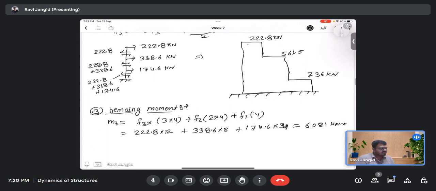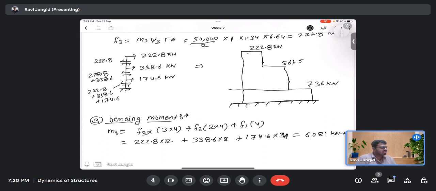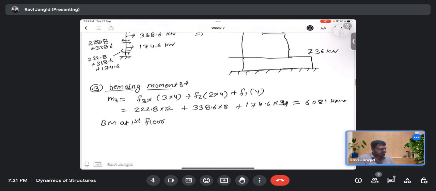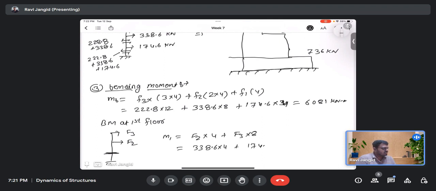Same if you want to calculate the bending moment at the top of the first floor. At this level, let us suppose you have F3, you have F2. So at this level, M1 would be F2 times 4, F3 times 8. So F2 is how much? 338.6 into 4, and 174.6.